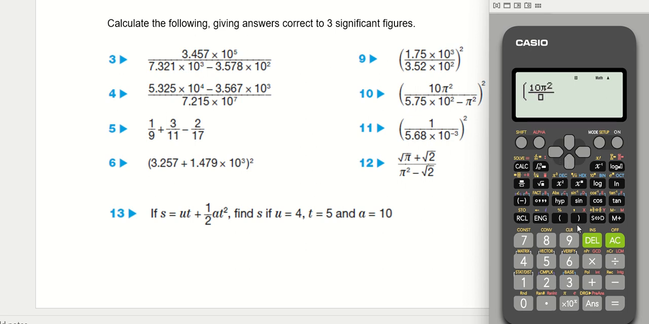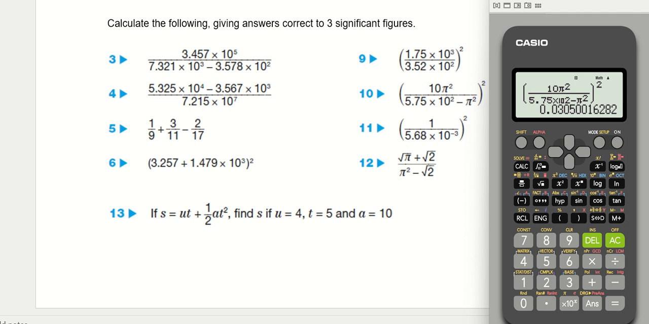Then go down to the denominator and have 5.75 multiplied by 10 to the power of 2. We learned we use this button here and the power is 2. Minus, again we have pi squared, so shift with this pi, then you have it squared. Then you need to close the bracket and put the power. So go with your arrow, then you have this bracket squared, equal. This is your answer. Round it to 3 significant figures and that's it.